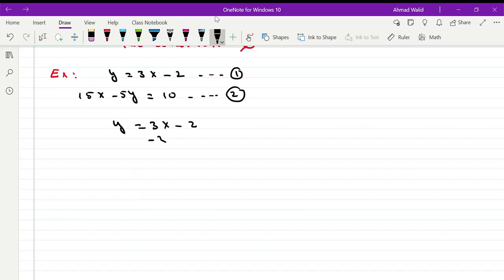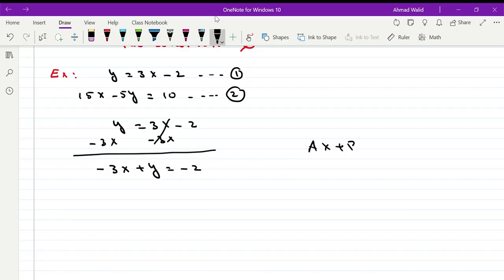First, subtract 3x from both sides, correct? Change the form of the equation. Then you end up with negative 3x plus y equals negative 2. Now you are in the form of ax plus by equals c, step 1, right? Copy equation number 2. You have 15x minus 5y equals 10. This is equation number 1. This is equation number 2.